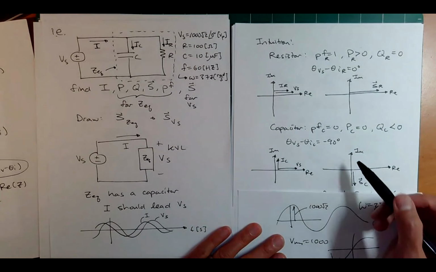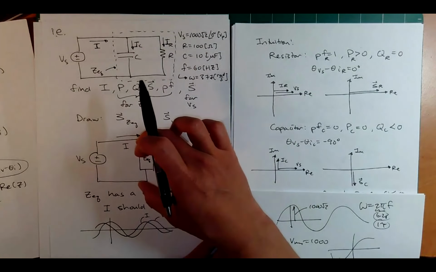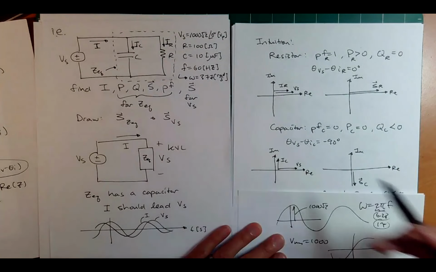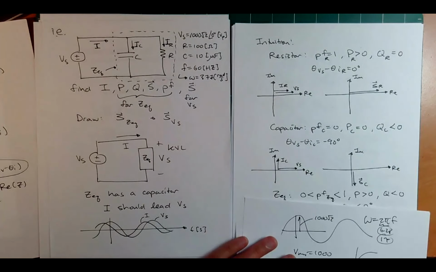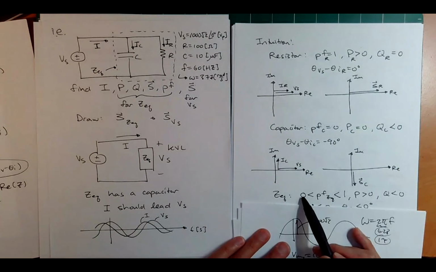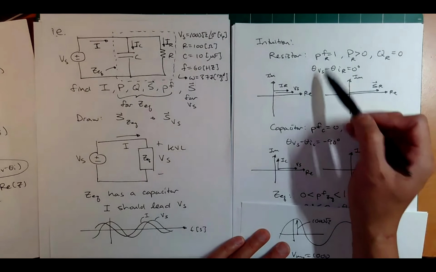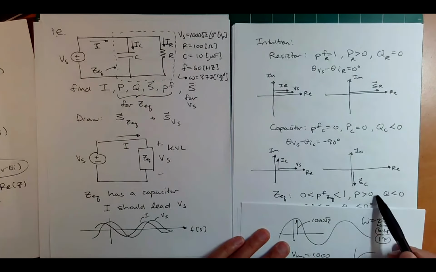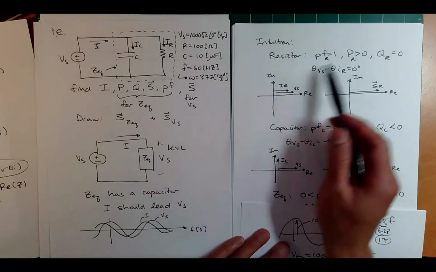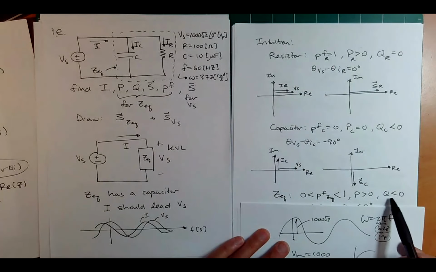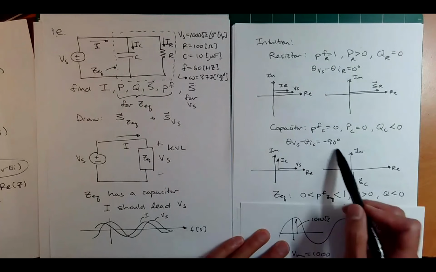Good. Now, what about the combined system? What about the overall Vs and I for the Z equivalent? Well, we know the power factor has got to be between 0 and 1. It's not 0 and it's not 1, somewhere in between. We know we got to absorb some real power, right, because we have a resistor, but we also know our overall Q is going to be negative because we have the capacitor.